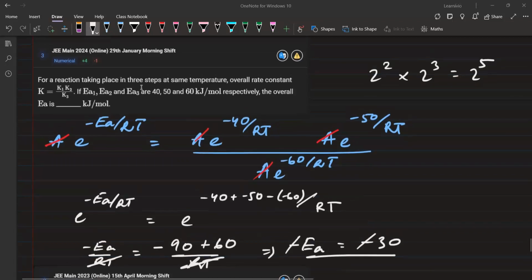Okay. So let us keep chemical kinetics still here. Copy this once properly.